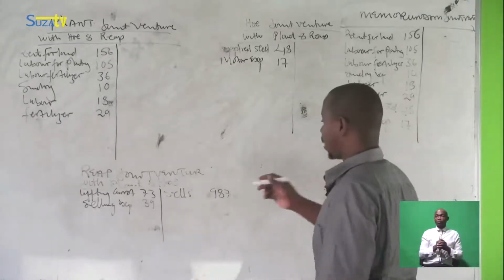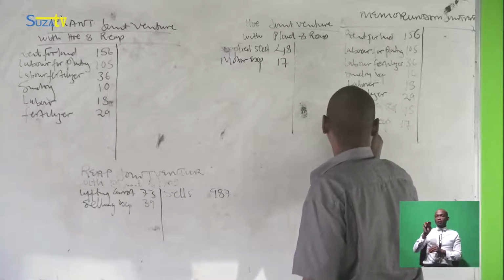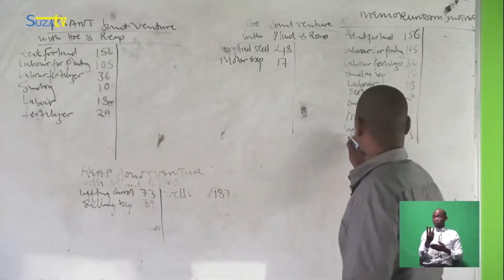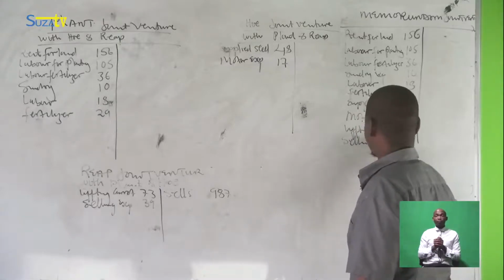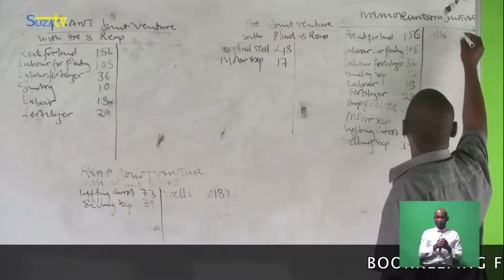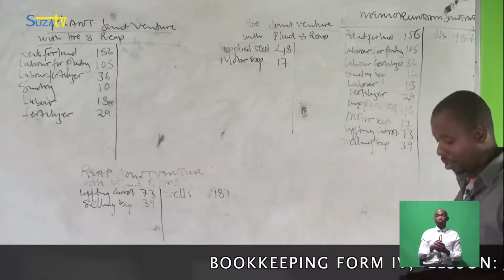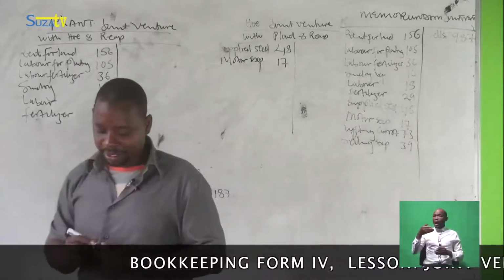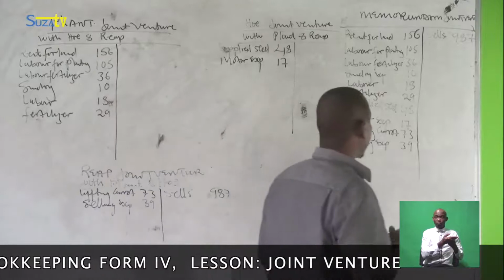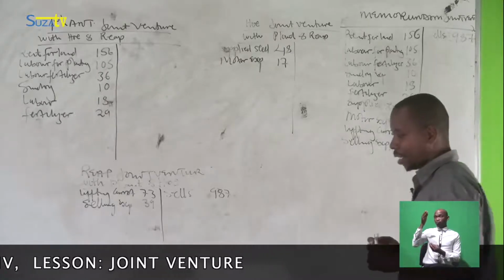Then you put the expenses incurred by reap: lifting carrot, 7.3. Another one is selling expenses, 39. Then you say that it sells. Sales is 987. After combining the three accounts, then you will add this side. You got how much?